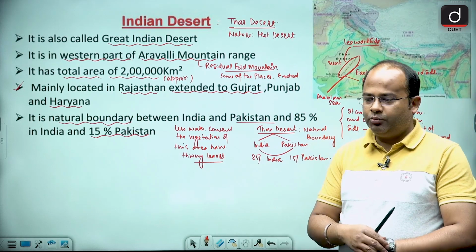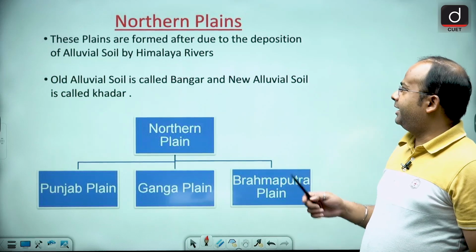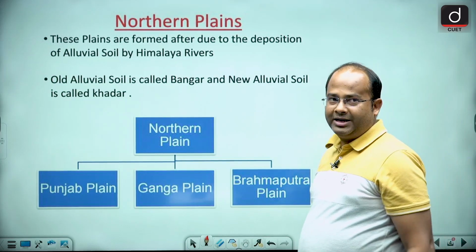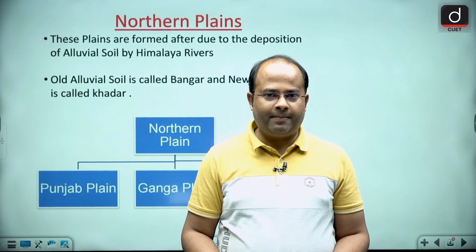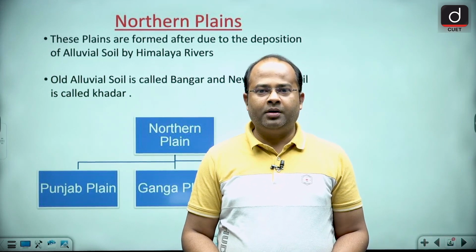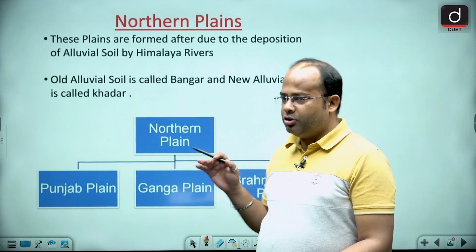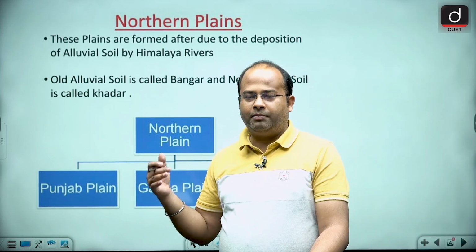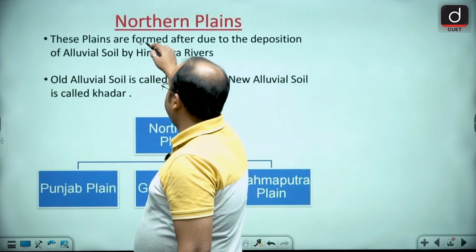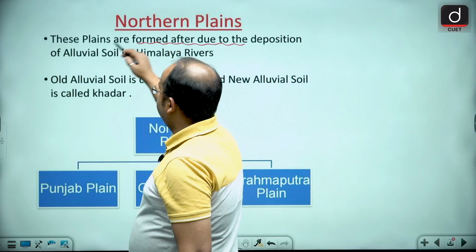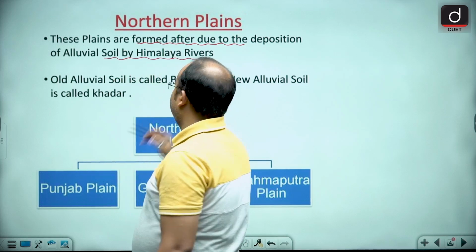Now guys, let's move to the next thing, that is the northern plains. If I talk about the northern plains, these are formed because of the Himalayan rivers. The northern plains are the plains formed due to the deposition of alluvial soil by Himalayan rivers.